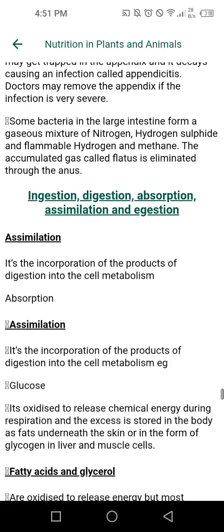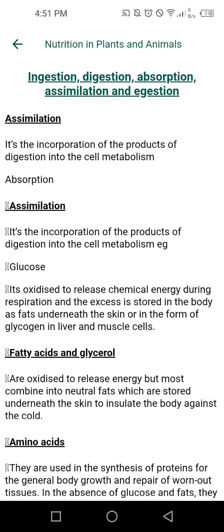Ingestion, digestion, absorption, assimilation and egestion. Assimilation is the incorporation of the products of digestion into the cell metabolism, e.g., glucose. It's oxidized to release chemical energy during respiration and the excess is stored in the body as fats underneath the skin or in the form of glycogen in liver and muscle cells.